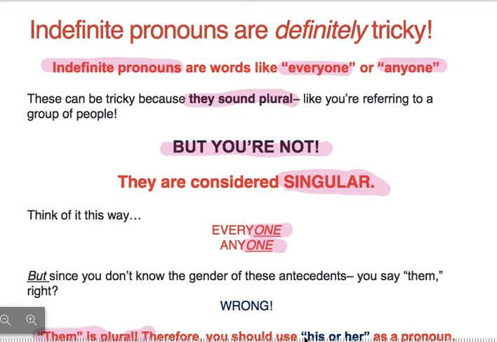Therefore, we have to use his or her as a pronoun. So does everyone have his or her notebook? A common error would be to say, does everyone have their notebook? But again, that's wrong because their is plural and everyone is singular. So you have to use his or her. His and her, both of those words, are singular. But again, we don't know their gender. So we have to say his or her.